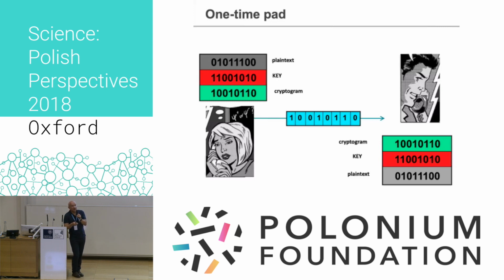So suppose Alice is here in Oxford and Bob is in Warsaw, and how could you possibly do it? Sending the key over any unprotected channel is foolish, of course, it's prone to eavesdropping. Is there a way to do it? And that's actually the question in crypto.